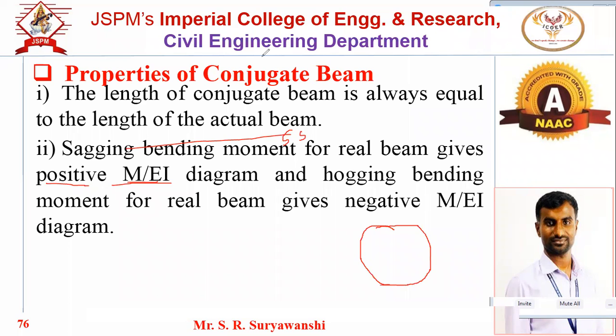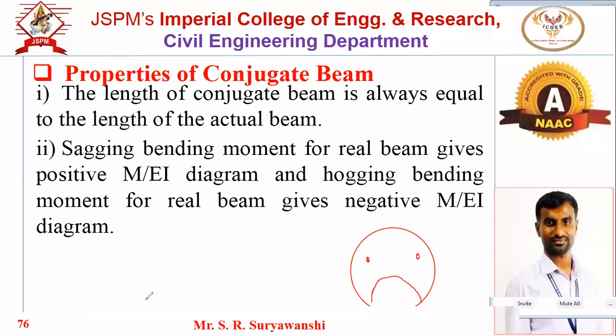Sagging is for the simply supported beam, then the hogging bending moment, this is the hogging bending moment. Sad face is the hogging. Sad face is the hogging, and we will see it in a cantilever beam. In case of a cantilever beam, the bending moment will be hogging. Means it will be like this.